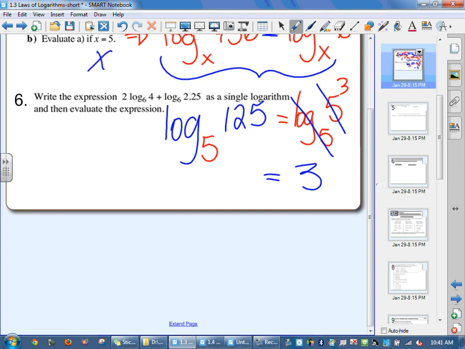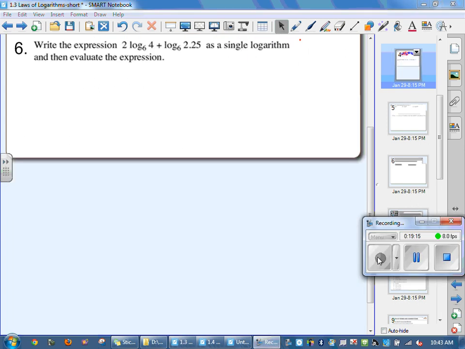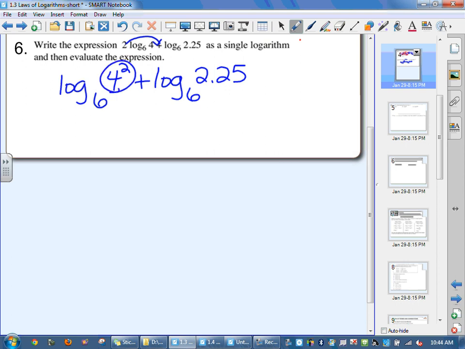Okay, let's take this one up now. You've had time to work on it. The 2 we put on the 4 as an exponent. So we're going to get log base 6 of 4 squared plus log base 6 of 2.25. Now I evaluate the 4 squared part. So I get log base 6 of 16 plus log base 6 of 2.25.